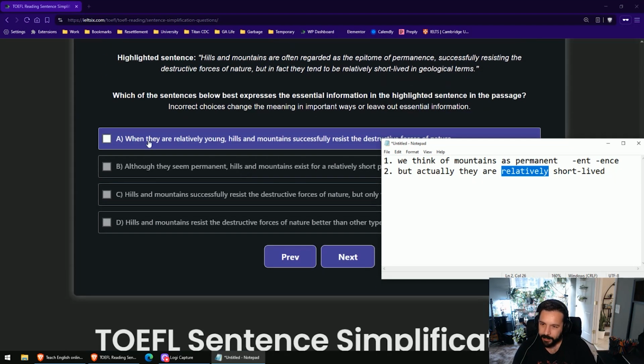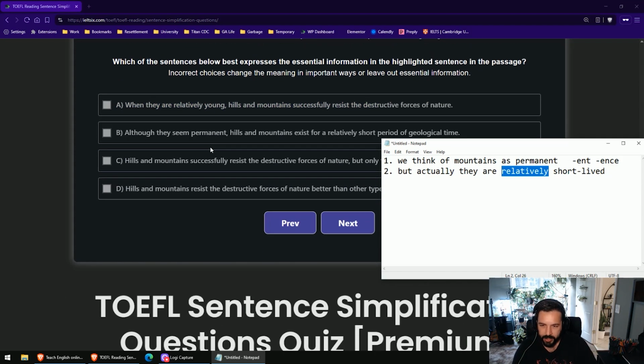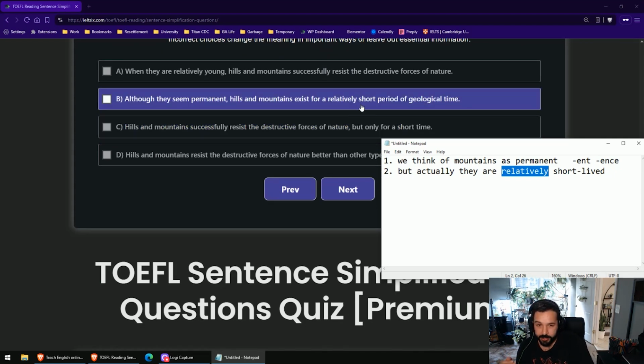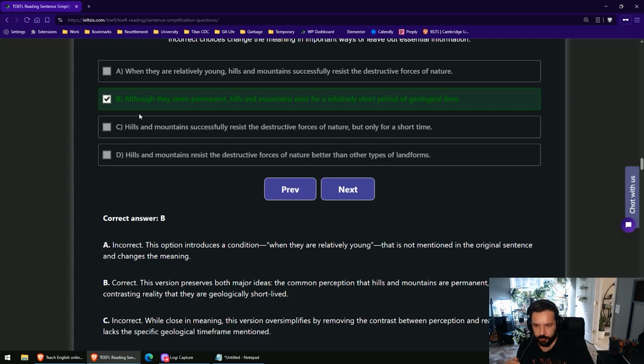Now, let's see. When they are relatively young, no. You never said something happens when they are young or when they are old. Although they seem permanent, I like it because it starts by saying they seem permanent, but hills and mountains exist for a relatively short period of geological time. That's a very good option. Hills and mountains successfully resist the destructive forces of nature, true, but only for a short time.